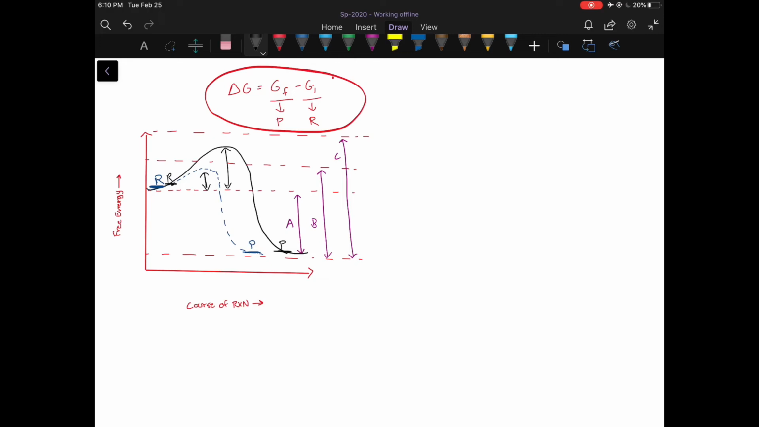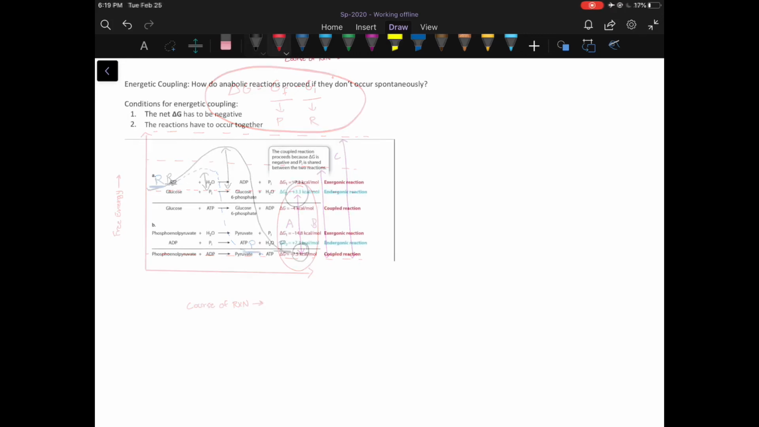And if we notice that the products' free energy for both reactions is the same, and the reactants' free energy for both reactions is the same, then our answer would have to be A right here. Because for both reactions, the products are going to be down here, and the reactants are going to be up here. So that would be the answer for that.